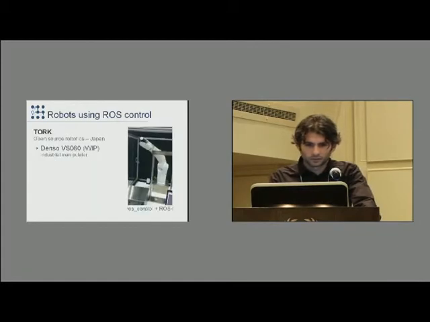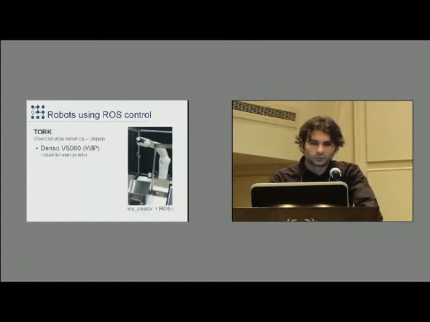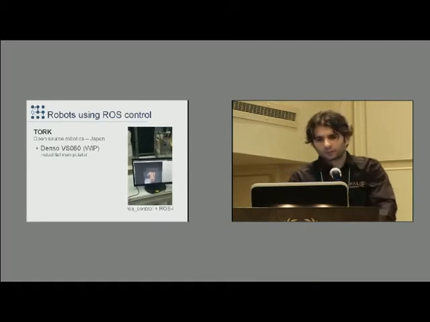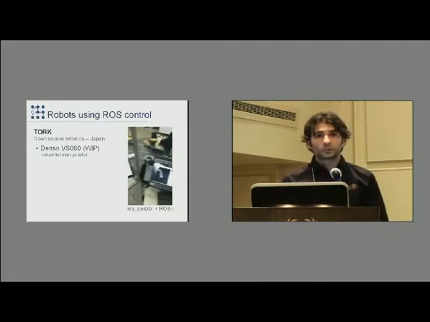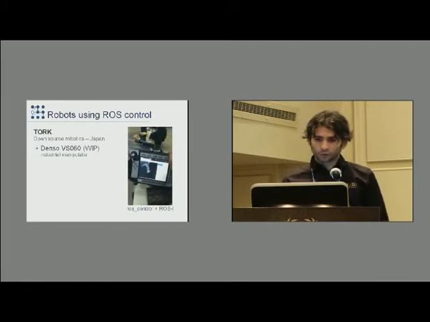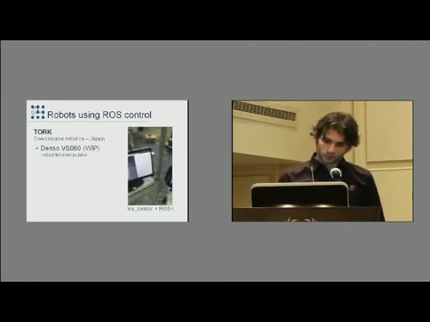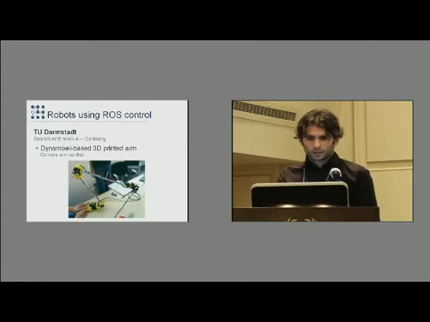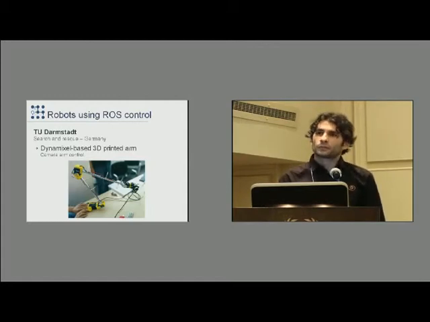Okay. Then we go to Japan. There's the Tokyo Open Source Robotics Association. They have some work with the Denso industrial manipulator. They are also using ROS Industrial and MoveIt, so this seems to be a pretty common configuration. At the TU Darmstadt in Germany, they are in the application domain of search and rescue. They have this Dynamixel-based 3D printed arm, which has a camera at the end effector.